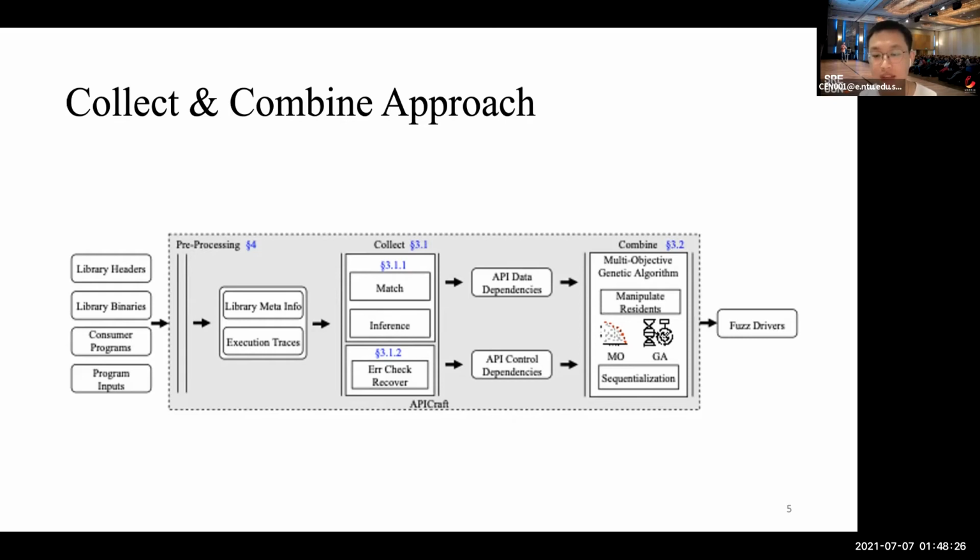Then, in the dependency collection stage, APICraft learns possible data dependencies between API functions from traces and control dependencies of each API function. Next, APICraft uses a multi-objective genetic algorithm to direct the combination of these learned dependencies. During the combination, each generated candidate fuzz driver is evaluated based on three key metrics describing their static and dynamic performance. Finally, the winner candidates are the generated fuzz drivers.